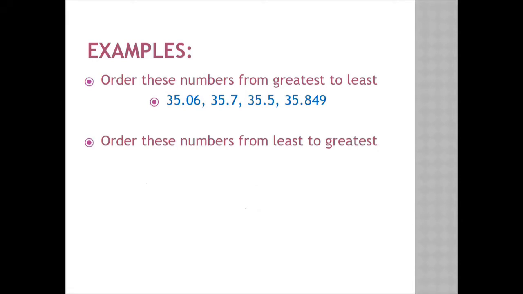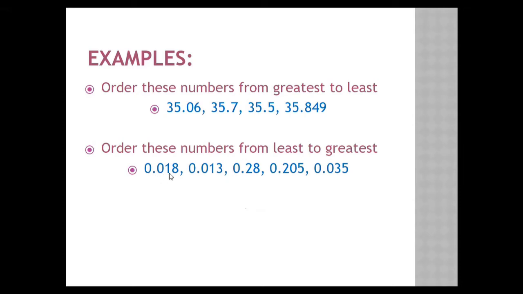Now, this one's a little bit different. This says order these numbers from least to greatest. Let's see if I got enough room. Again, we got some numbers in the thousandths. So this says 0 and, see if you can read this before I read it out loud. 0 and 18 thousandths. See if you can get this one. 0 and 13 thousandths. 0 and 28 hundredths. 0 and 205 thousandths. 0 and 35 thousandths.